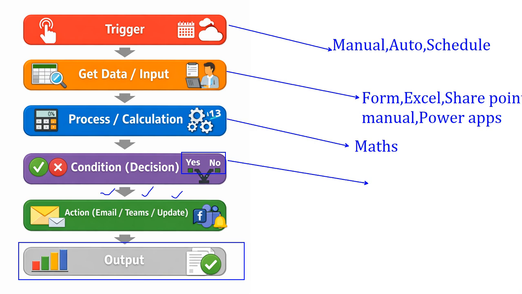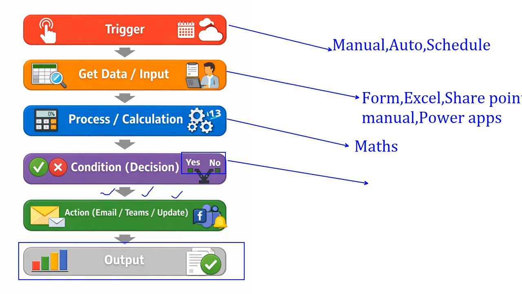So this is our workflow for the next 2 days. First, we are going to trigger. After triggering, we are going to get the data. We are going to input the data, then process the data, then check the condition. Based on the condition, take action. After the action, final output. So we will have the final output.